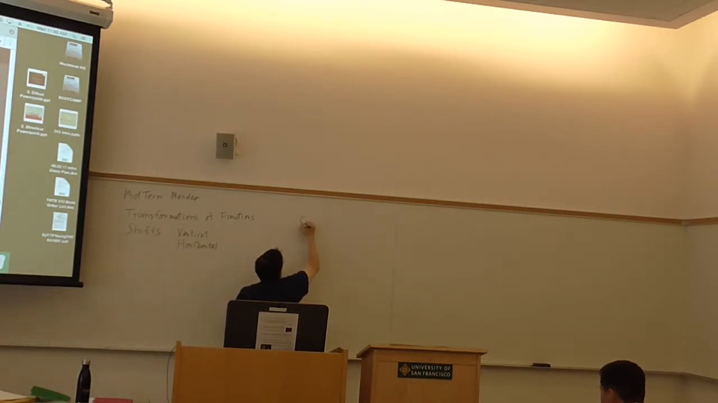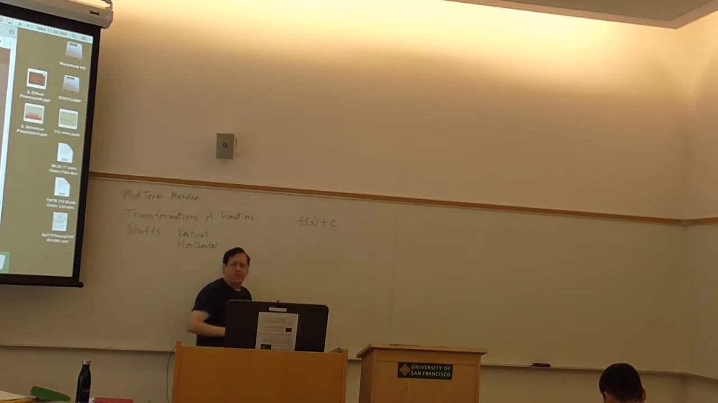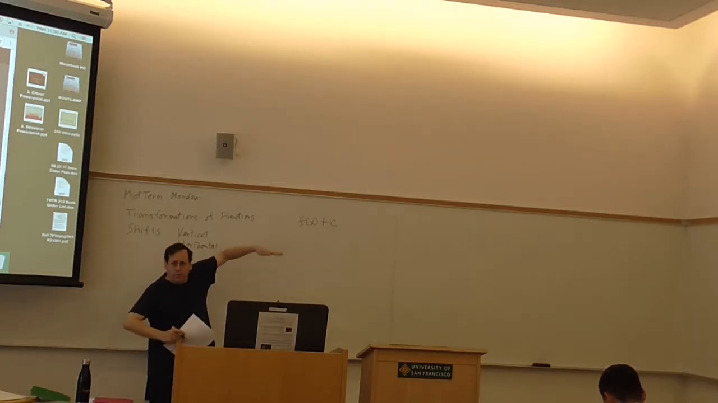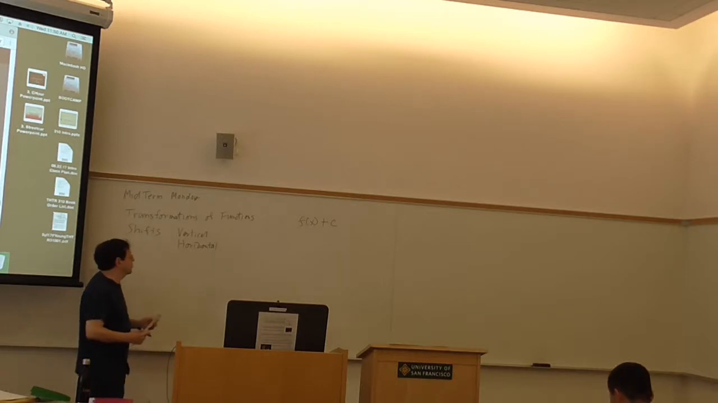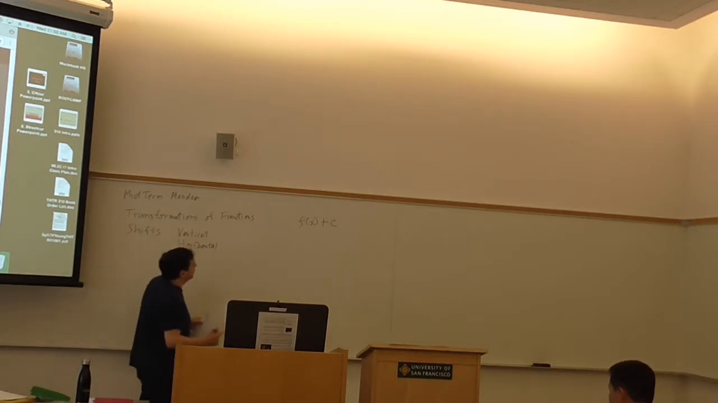So if I take some function f of x and I add a constant, that just takes the function and moves it up along the y-axis, right? If I subtract, it moves it down. That's a vertical shift.